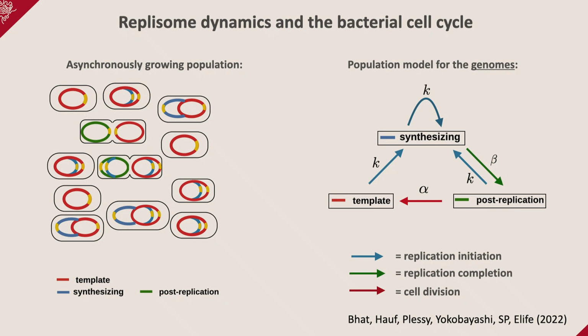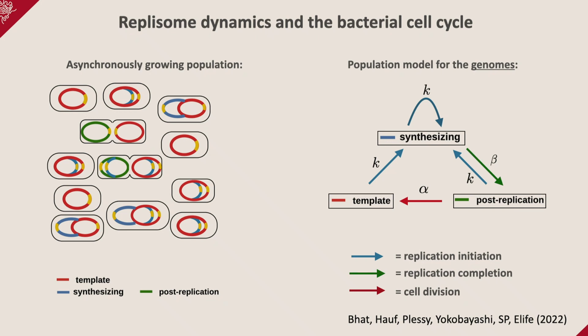Beta is the rate at which you complete replication, so a synthesizing genome will become a post-replication genome. And then cell division will transform a post-replication genome into a template, okay? So this is just a simple population model, but the idea here is that we are doing it at the level of genomes. We are not looking at what cells do.